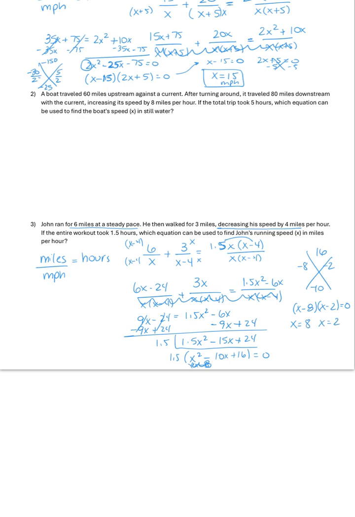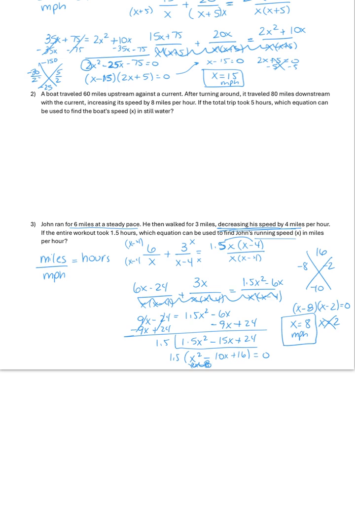Now remember, we're solving for his initial running speed. And remember, his initial running speed eventually decreased by 4. So we can't have 2. 2 can't be our answer. So his initial running speed is 8 miles an hour.